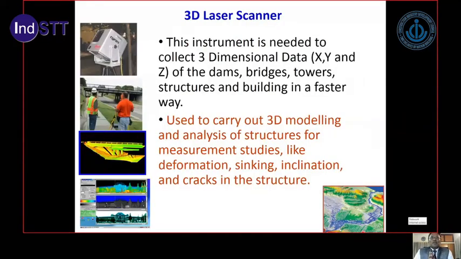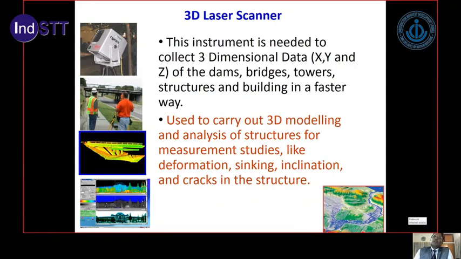So we can see from this particular slide, we can use this data for dam sites, like deformation in the dam, bridges, deformation in the bridges, towers, inclination of the tower or verticality of the tower. All that kind of study, the cracks which are developing in the structures, can be very easily monitored with the help of the terrestrial laser scanner device.